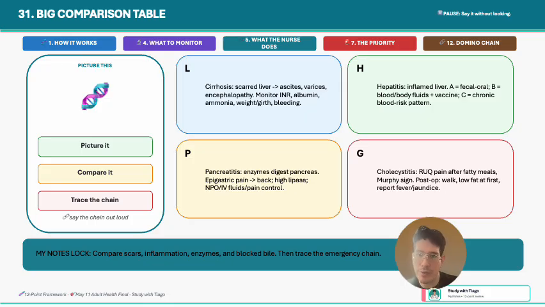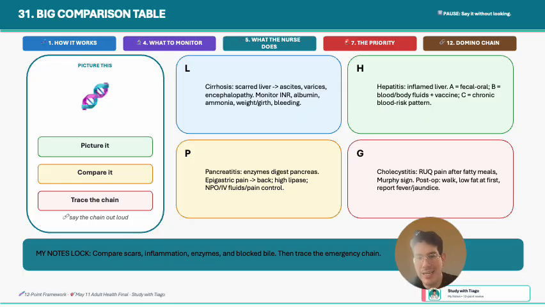Cholecystitis is a gallbladder inflammation, right? Often from stones. Its danger pattern is right upper quadrant pain after fatty meals, or fever, or Murphy sign, right? Or jaundice if the bile is blocked, right? And post-op teaching after cholecystectomy.